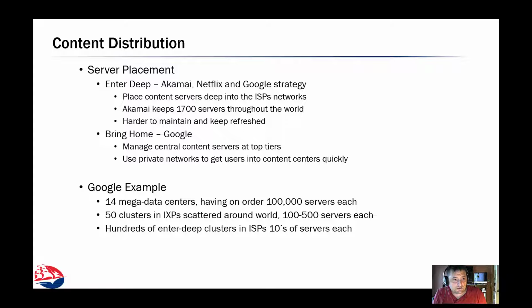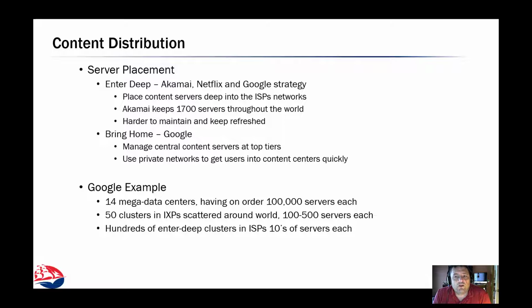We have two strategies for that. One is Enter Deep, which is used by Akamai and Netflix and some others, where we're putting servers directly into ISPs. Whereas other content networks try to bring your connections onto a privately managed network very fast, and that's the Bring Home strategy. In other words, instead of paying Verizon and L3 and these different top ISPs for bandwidth, we'll just do our own. Google's a big proponent of this, and it's interesting that Google does both.